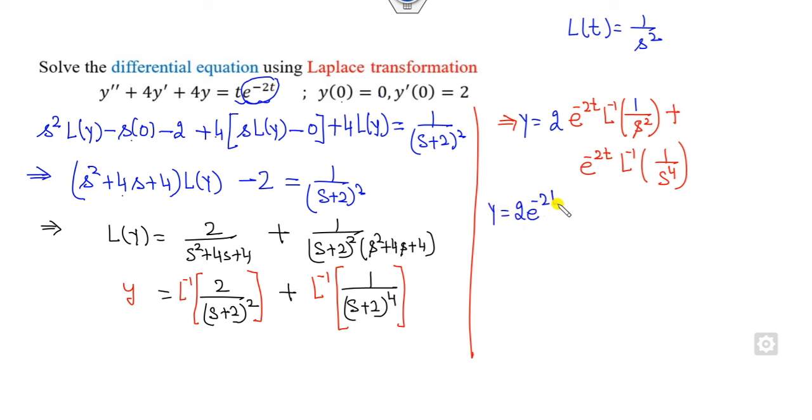It's a 1 over, so y is equal to 2 e raised to power minus t. What is the Laplace inverse of this? I can multiply by 4 divided by 4 gamma. 4 gamma is nothing but 3 factorial, that's 6, so it is t cube. So that's the right answer of this problem.